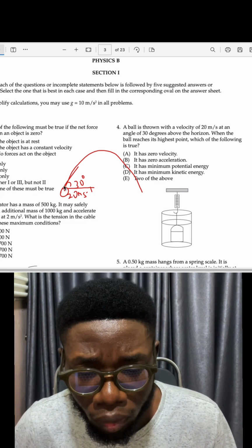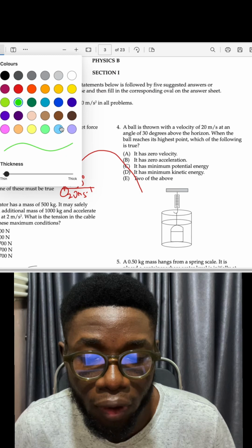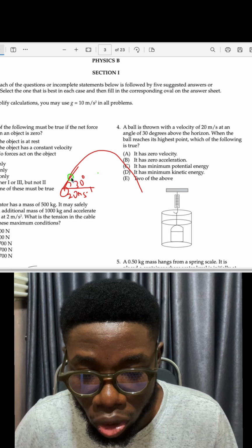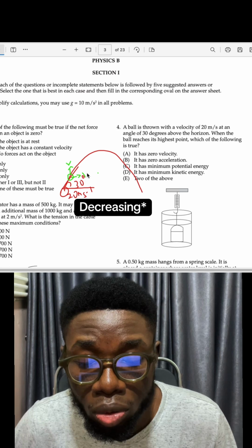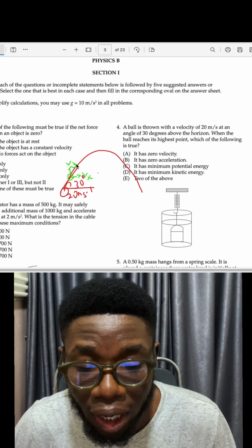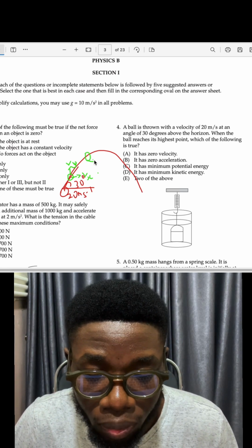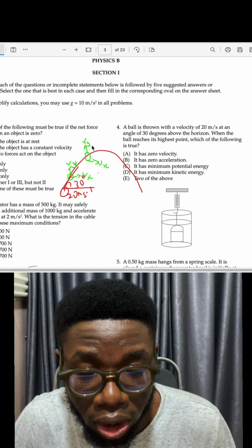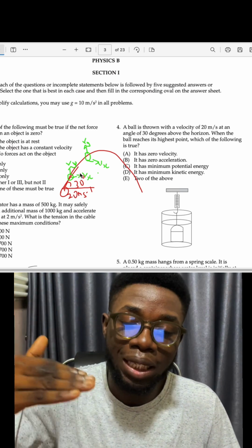And as this body is going up, it will be changing its vertical component of velocity. And in what way? It's decreasing. The vertical component of the velocity is decreasing, but the horizontal component of the velocity is never changing. So it continues like this. It still has the horizontal component of the velocity, which will not change. But as the vertical component is going up, it is actually decreasing.